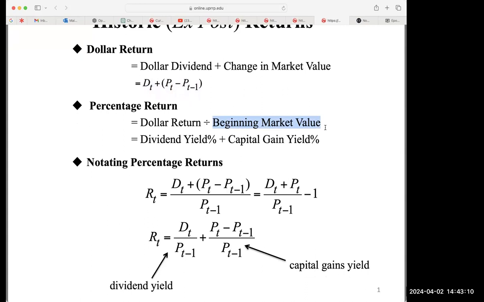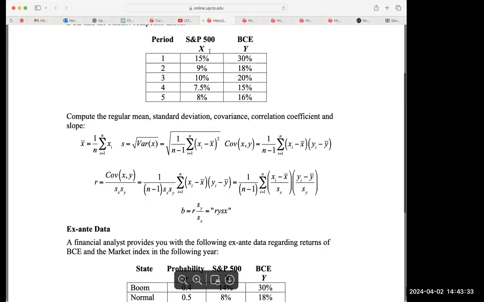When I do that, mathematically, this is what it looks like. I'm taking the thing from above, the dollar return, and dividing it by last period's, or the beginning, market value. That gives me RT. All that's giving me is this, for instance. So we've calculated one cell in our table.